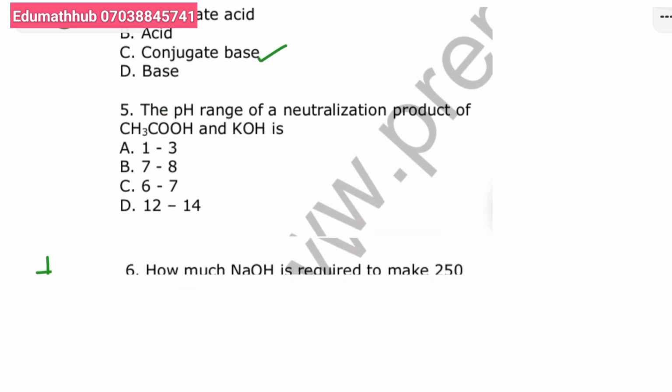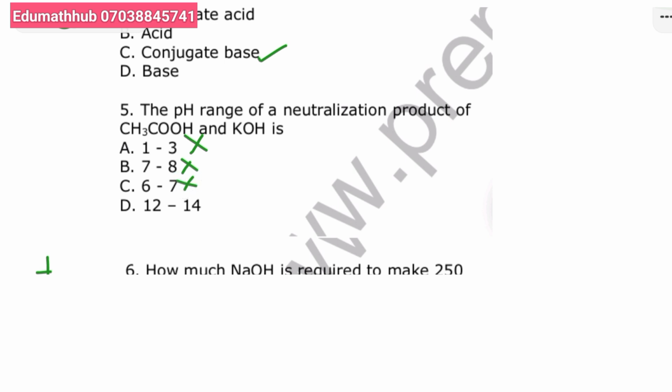So for you to have 1 to 3, that means you must have a strong acid, and there's no strong acid here. So option A is not the answer. This one cannot be the answer. So this one is saying that it is kind of neutral. 7 to 8 is kind of neutral. Then 6 to 7 is weakly acidic and getting close to neutral. So this cannot be the answer.